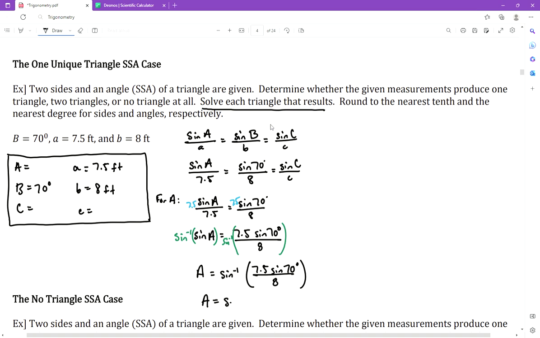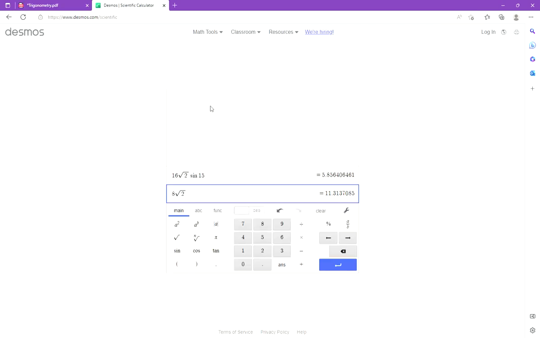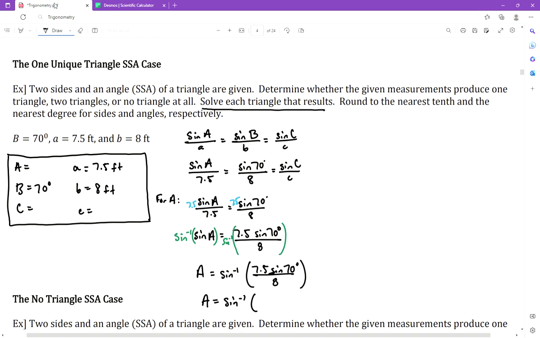A is equal to sine inverse. I just want to enter that fraction, the 7.5 sine of 70, and then all divided by 8. Make sure it's in degrees. Yes, it's in degrees, and we get 0.8810. So we'll round to four decimals, so 0.8810.